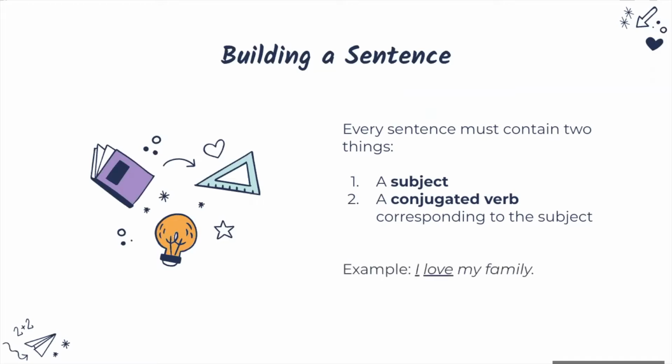So I have this example here that will hopefully help you understand what I mean. We have, I love my family. It's a very basic sentence, but if we dissect it a little more, we have I, which is a subject, and love is the conjugated verb. Notice how love is singular and I is singular as well. So they correspond with each other, and that's how you know that the conjugated verb is referring to the subject of the sentence. So this is considered a complete sentence.